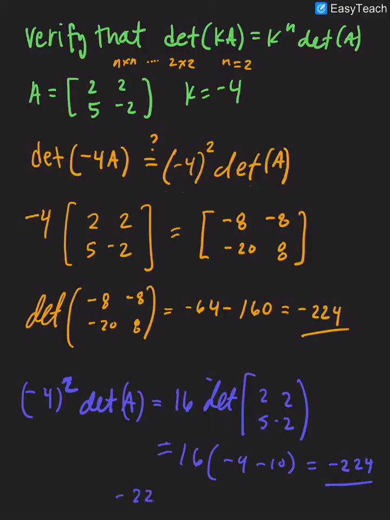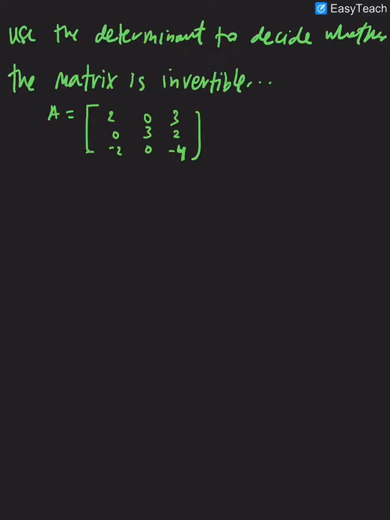Okay, because -224 is equal to -224. And if it wasn't, I would have discovered something so tremendous that I would need a Nobel Peace Prize.